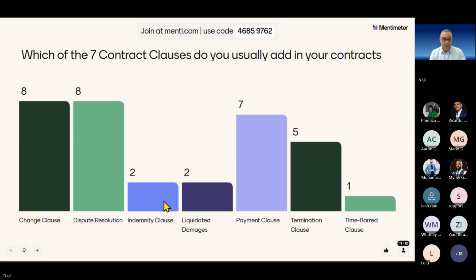Really, I believe all of them are quite important. But since this exercise allows you to select only 3, dispute resolution is there. It should be in all contracts. Payment clause as well. You cannot ignore it, how you're going to pay. And you selected a change clause. Fine. Okay, let us resume.